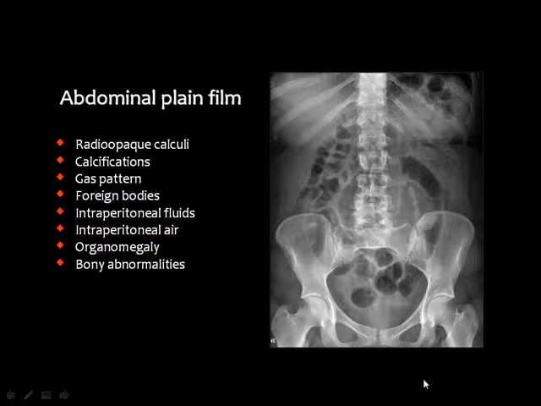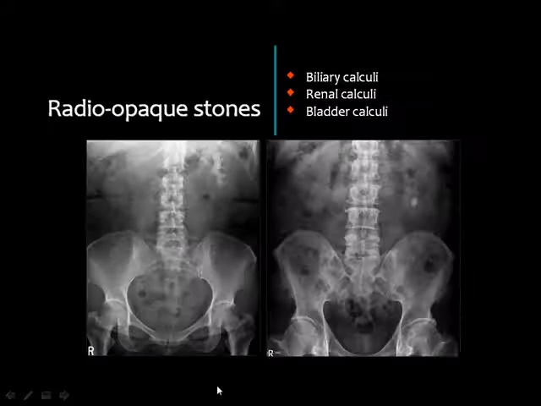Good. Okay. We'll start first with the examination of the abdomen by plain X-rays, and as you all know, the plain film of the abdomen has a great role in the diagnosis of different problems, including the detection of radiopaque calculi, the detection of calcium, the detection of abnormal gas patterns, the diagnosis of foreign bodies, also intraperitoneal fluids, as well as pneumoperitoneum, and gives some idea about the enlargement of the abdominal organs, as well as the bony abnormalities of the spine and the pelvis.